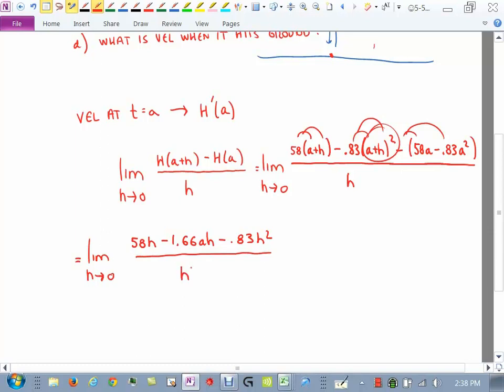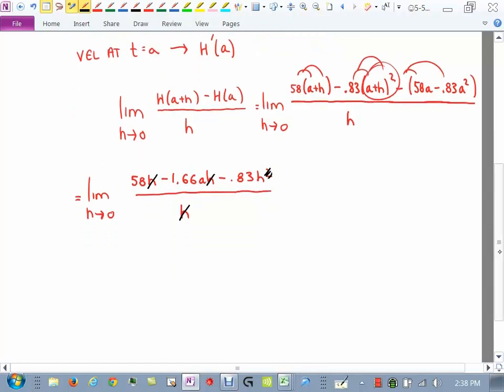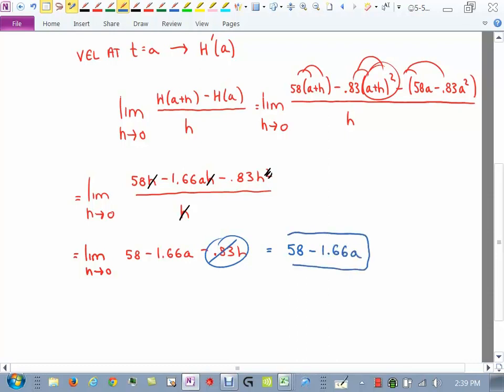So that's what you'll get. Notice everything here has an h, so I can cancel h. I could factor it out, but I'm just going to cancel, and then one of these goes away, so you'll have just a single h there. So at this point, you have the limit as h approaches 0 of 58 minus 1.66a minus 0.83h. I don't need to write it as a fraction because that h cancels. Now I'll let h go to 0. This term will vanish because it has an h, and all you're left with is 58 minus 1.66a. This is the slope of the tangent line, but now that we're talking about linear motion, that represents the speed, the velocity of this thing at t equals a.